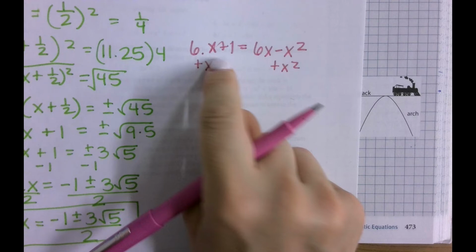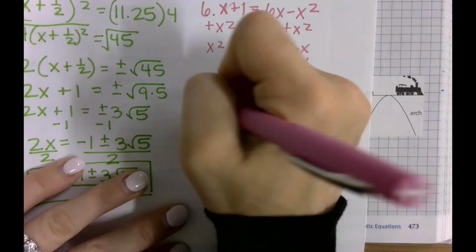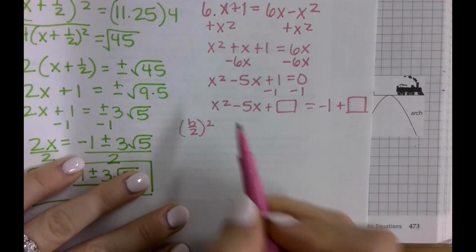Then x squared plus x plus 1 equals 6x. Subtracting 6x, x squared minus 5x plus 1 equals 0. And then x squared minus 5x, and then I'm going to put that square, equals negative 1 plus the square. The b value is negative 5.